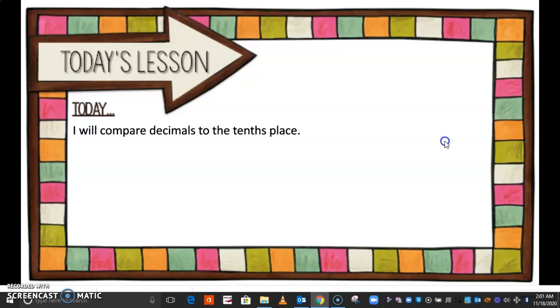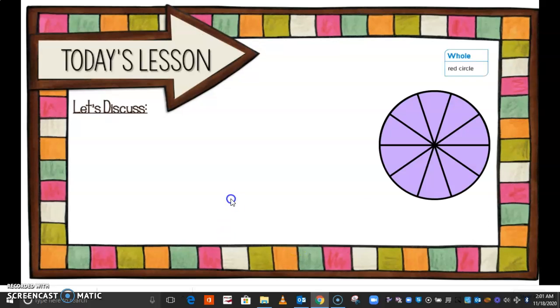All right. Today, we are going to talk about comparing decimals to the tenths place. And don't worry if you're thinking decimals, we've never even talked about decimals. That's what we're going to do today. So it'll all make sense, but that's the plan for our math lesson today. All right, so let's discuss this.